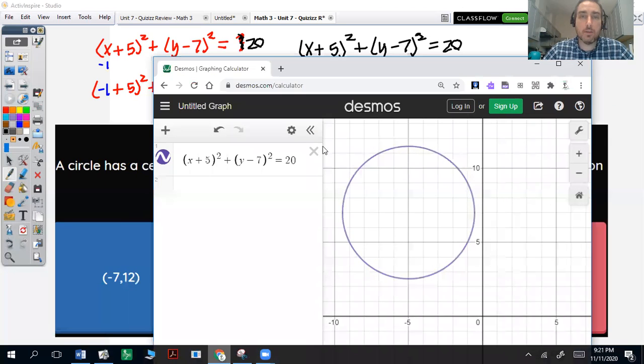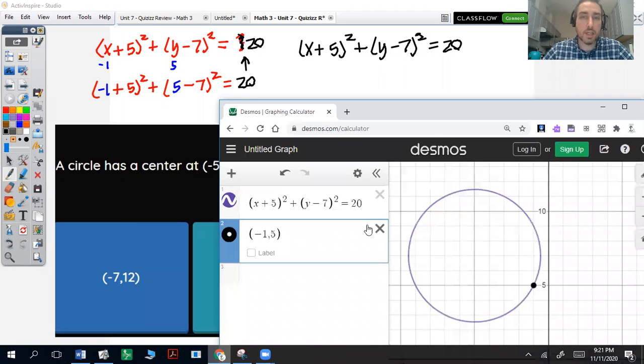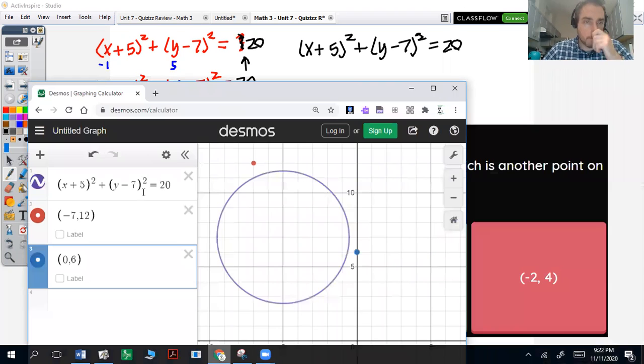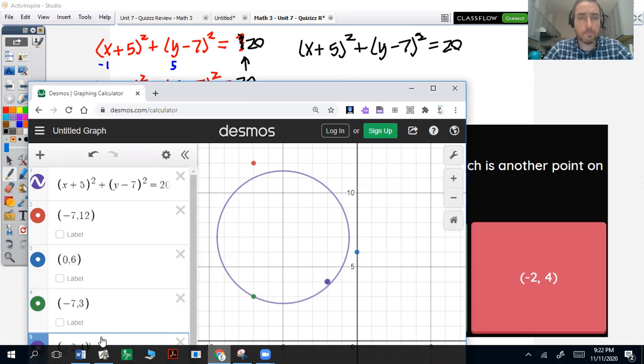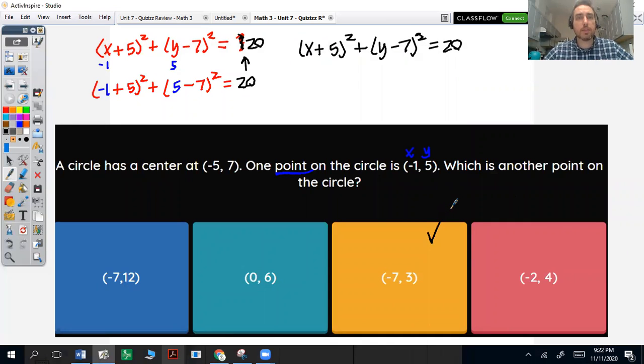So there's your circle: (x + 5) squared plus (y - 7) squared equals 20. We can even verify the point (-1, 5) falls on it. And there it is right there. So now we're going to test the coordinates. We have 4 coordinates again to test. (-7, 12). That one's off. So let's test (0, 6). That one's also off. So we'll do (-7, 3). That one looks like it's it. We'll check that last one, (-2, 4). And again, the one that works is the green one here, (-7, 3). That's on the circle. You can plug it in if you want and check it, but that's your answer.